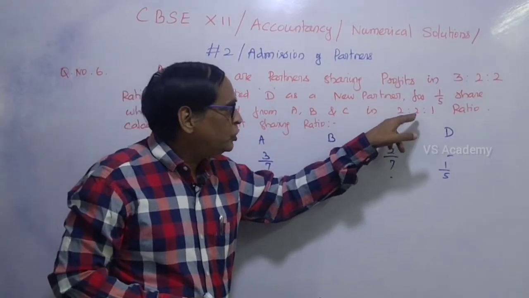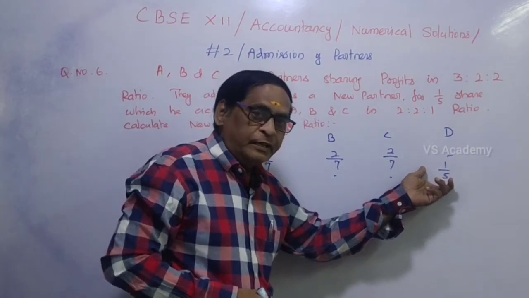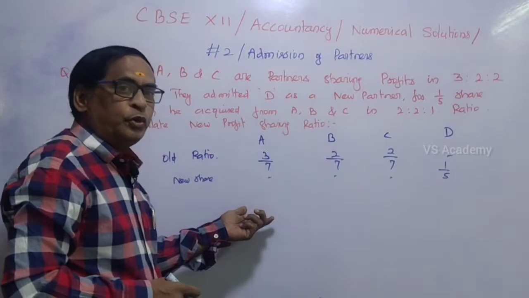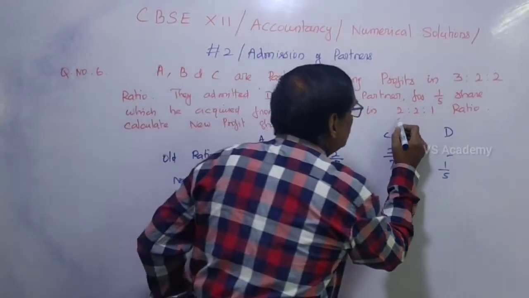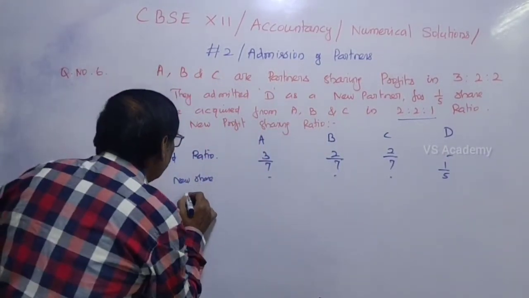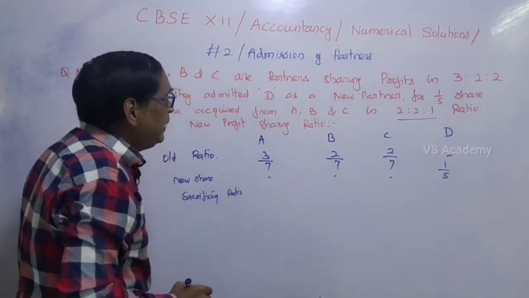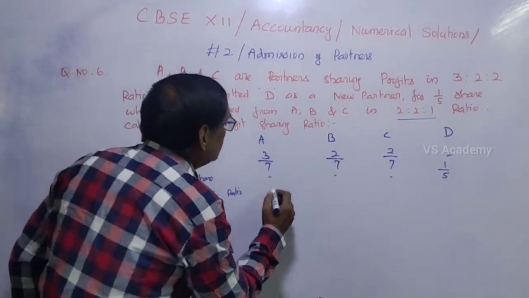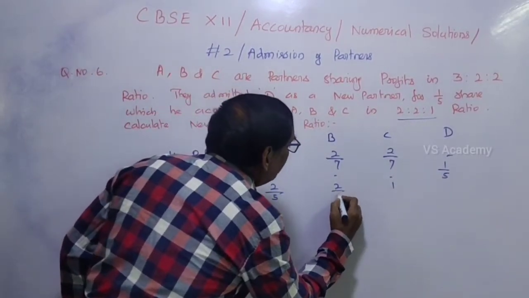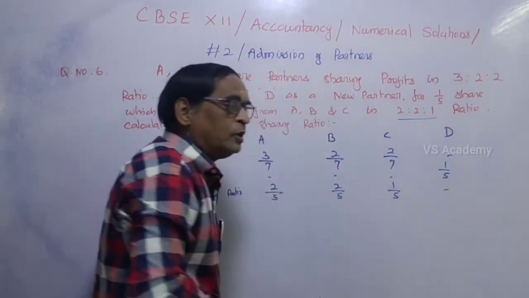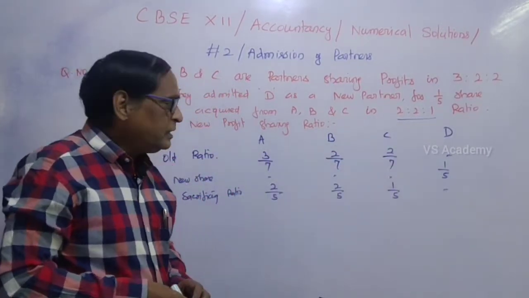They admitted D as a new partner for 1/5 share which he acquired from A, B and C in the ratio 2:1. That means the share of D, that is 1/5, has been contributed by A, B and C in the ratio 2:1. That means the sacrificing ratio between A, B, C towards D is 2:1. That means 2/5, 2/5 and then 1/5.